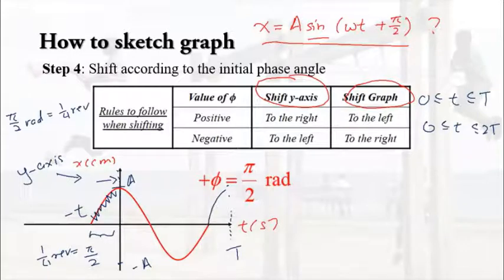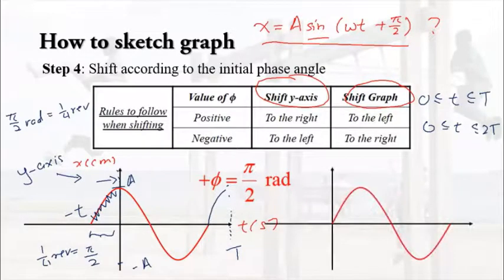But what if you don't want to shift the y-axis? You want to shift the graph. Then what should you do? Now let's see how I'm going to shift the graph. What does it mean by graph? This red line is what we call the graph. So now you don't want to shift the y-axis, you want to shift the graph. So what are you going to do? Look at what happens to this graph here.